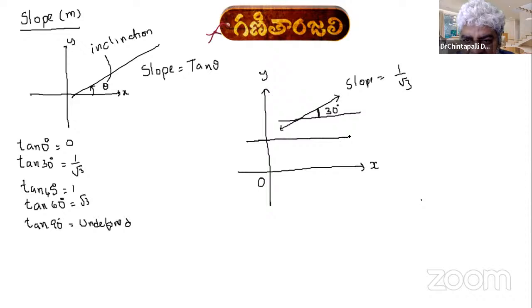But there are some cases. What is the slope of this line? Clearly, this line is not intersecting the x-axis. So is it 0? To know the angle, we draw a line parallel to the x-axis. Clearly, these two lines are coinciding. The angle between coinciding lines is 0 degrees. That's why the slope of this line is 0.